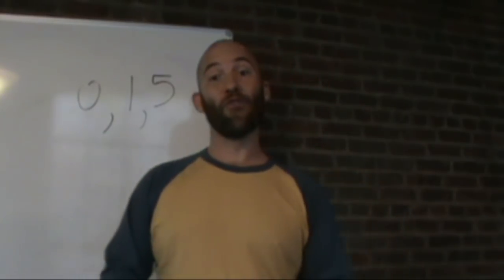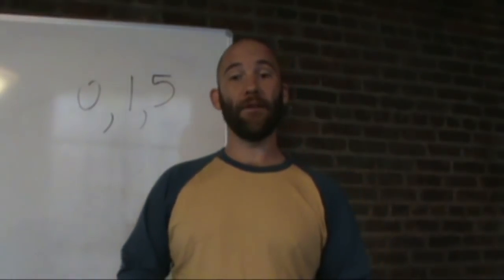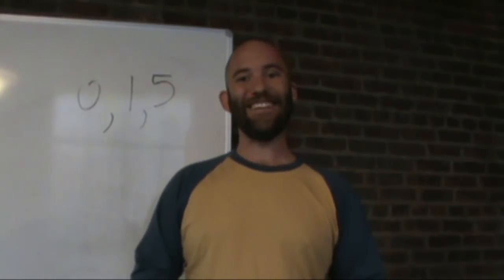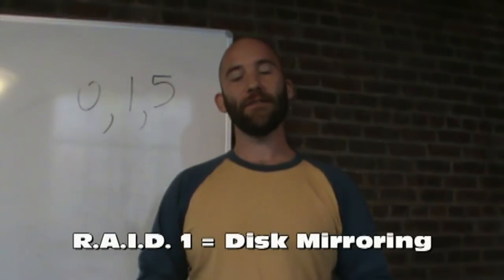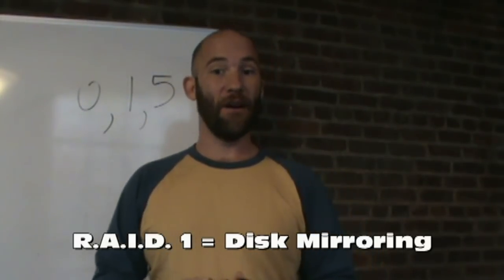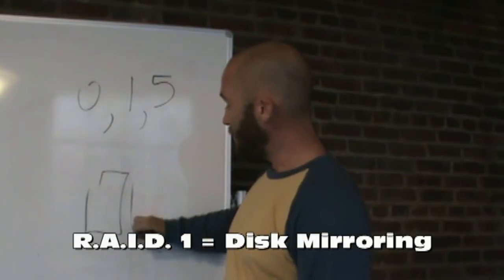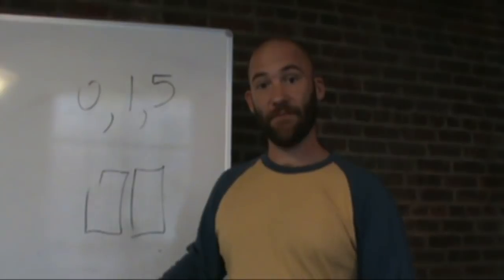Okay, so we just talked about RAID 0. Now we're going to be talking about RAID 1. RAID 1 is called disk mirroring. What disk mirroring does is it creates identical copies of your data. So with disk mirroring, you will only have 2 hard drives.